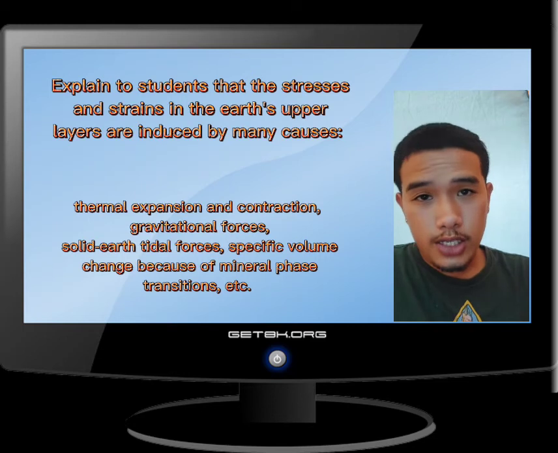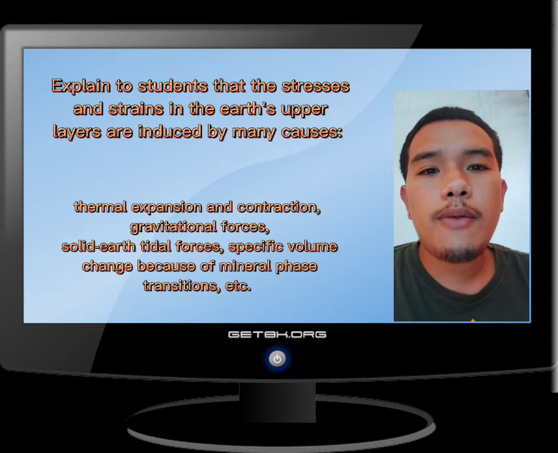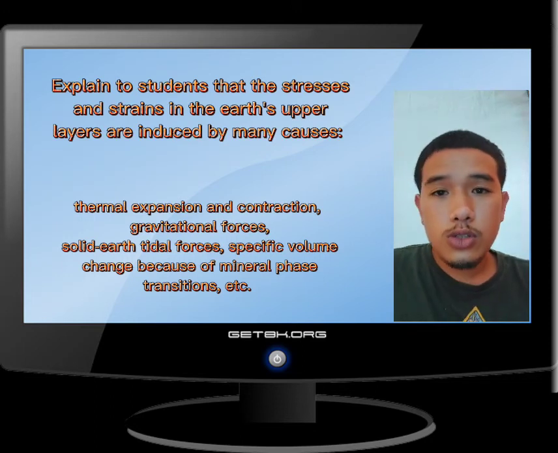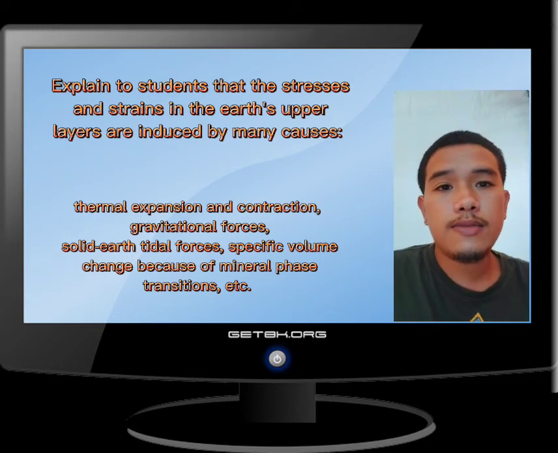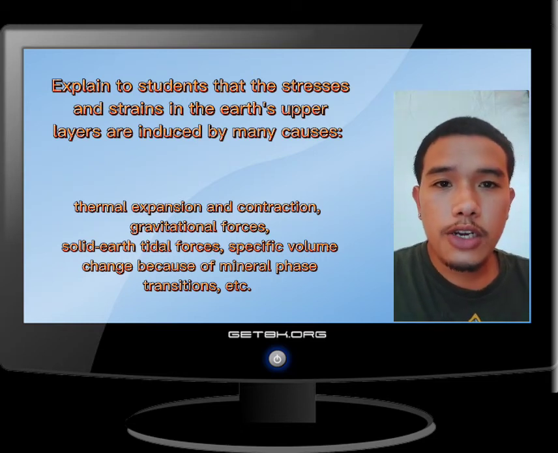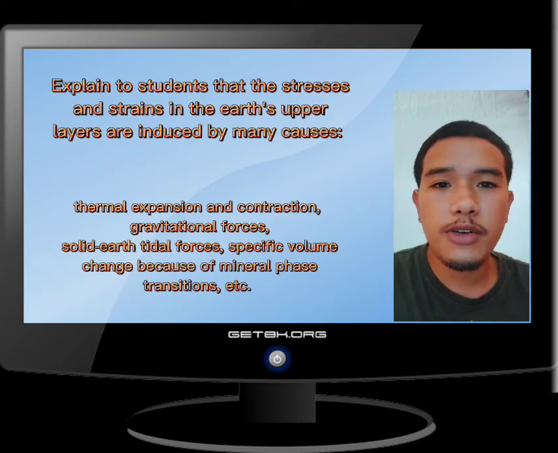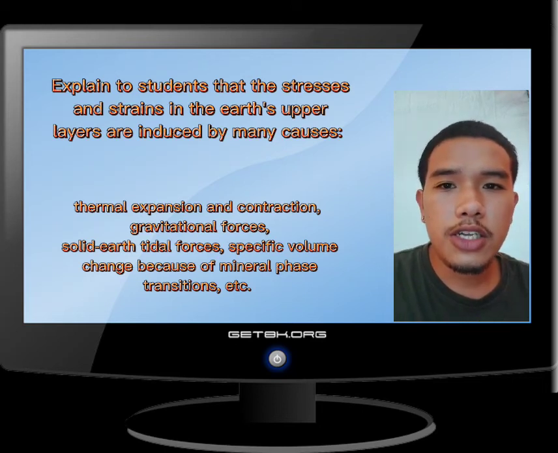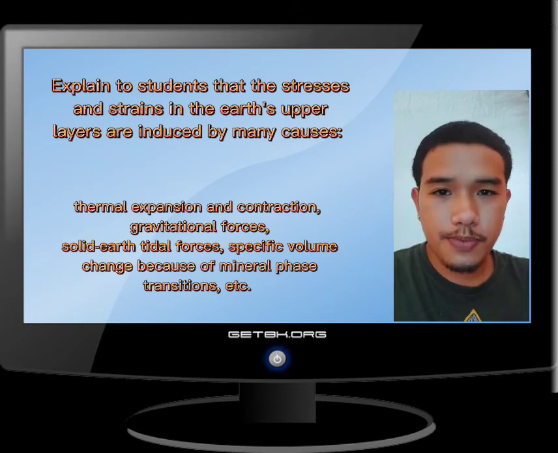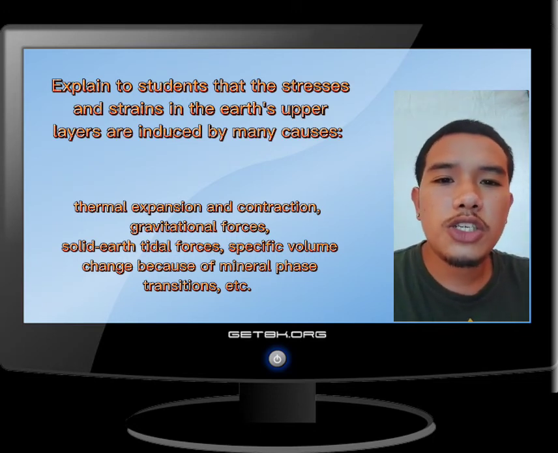Explain to the students that the stresses and strains in the Earth's upper layers are induced by many causes: thermal expansion and contraction, gravitational forces, solid earth tidal forces, specific volume changes because of mineral phase transitions, and so on. And faulting is one of the various manners of mechanical adjustment or release of such stress and strain.